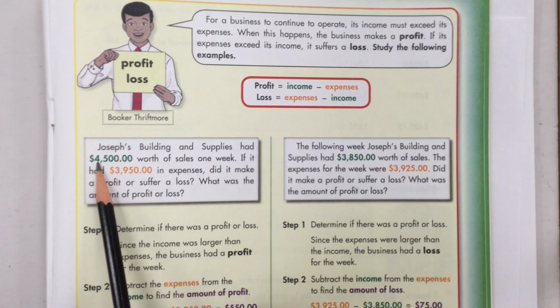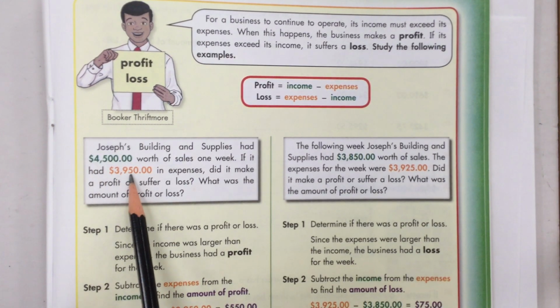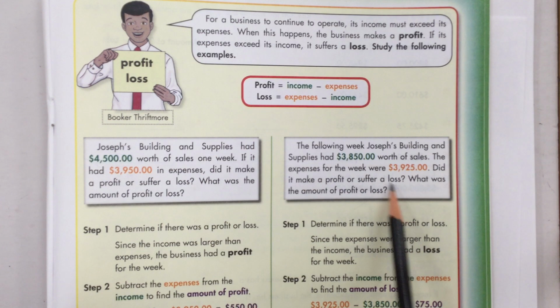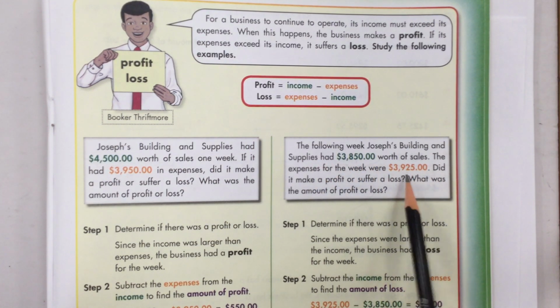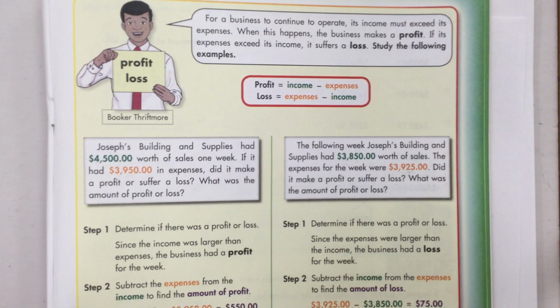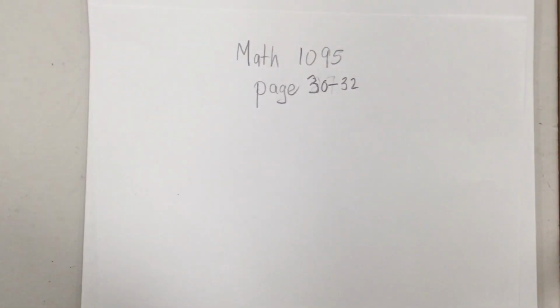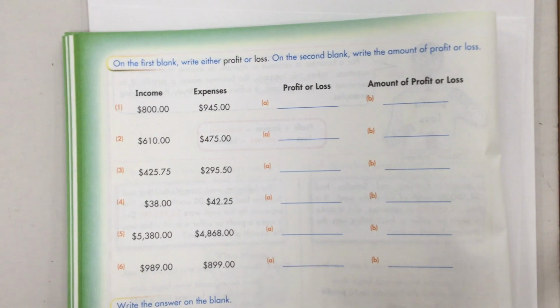Well, obviously, if this is what they brought in and this is what they sent out, then they made a profit. And the other one over here is a loss, because here's what they brought in and here's what they lost. Obviously, it's $75 more that they lost here. So that's on this page. They want you to look at the profit and loss. On the next page, they talk about profit or loss and gain, so you have some practice problems there.